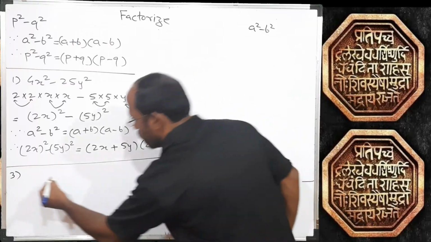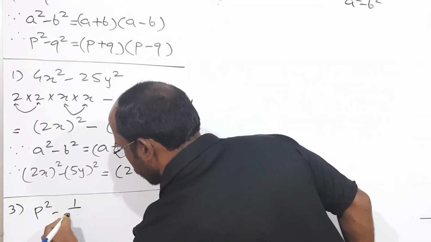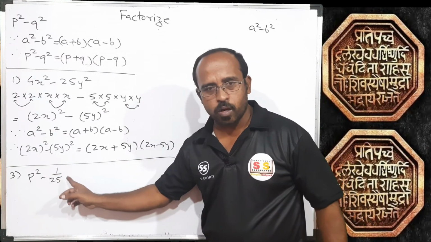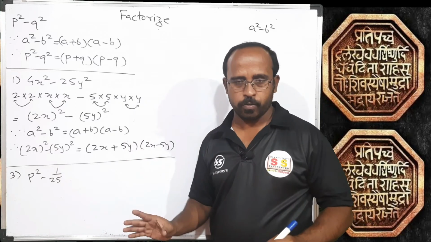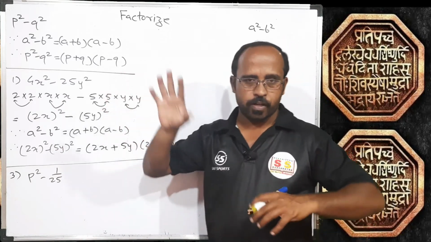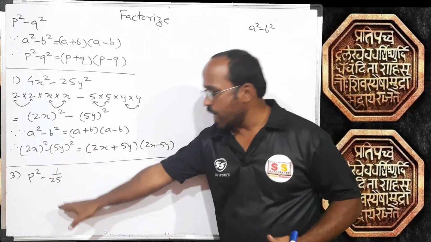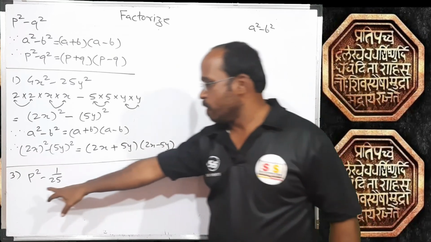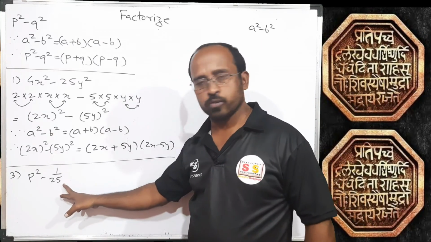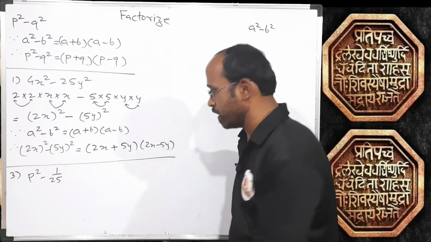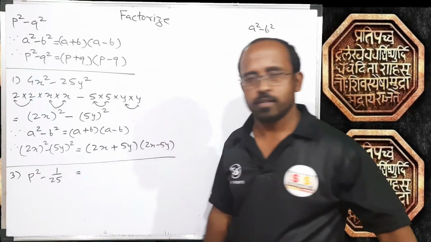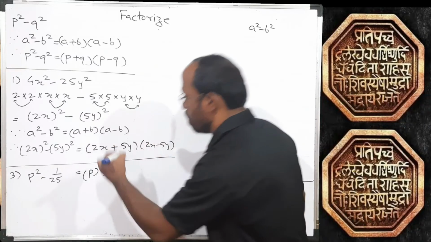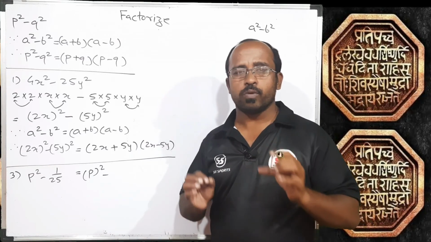Third example is p square minus 1 upon 25. Again, students, nothing is common between p square and 1 upon 25, so we can't factorize it as we were factorizing traditionally. So can we use the formula of a square minus b square? To use the formula of a square minus b square, first term should be square of something, second term also should be square of something. So let's try to find it out. p square, yes, it is square of p, right? Minus 1 upon 25, is it a square of something?